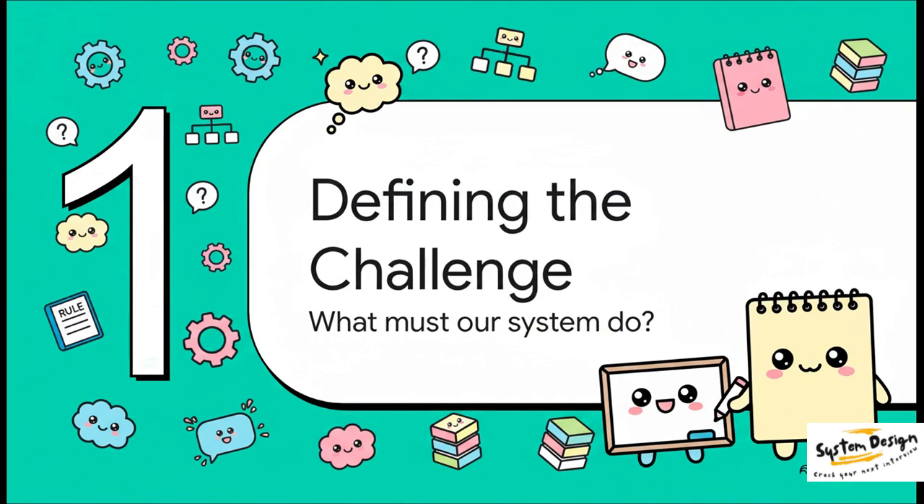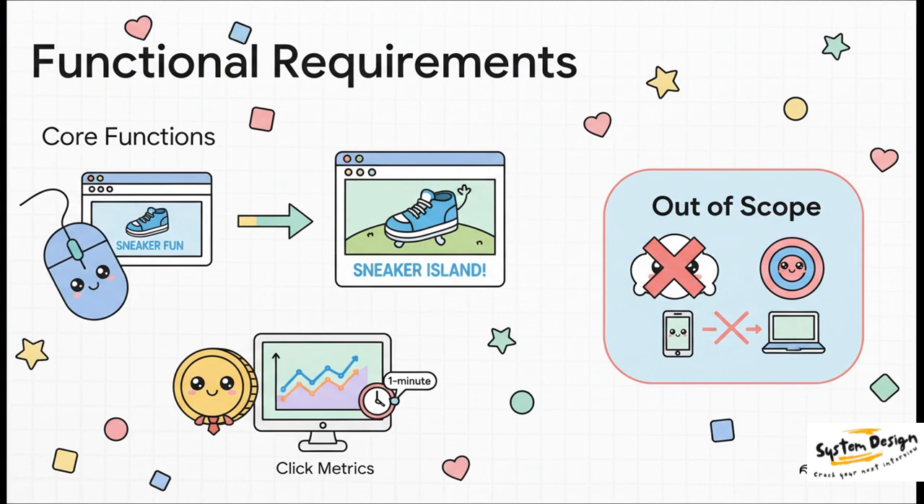Okay, first things first. Before we write a single line of code, before we draw a single box on a whiteboard, we have to understand the rules of the game. What exactly are the core requirements for our system? Functionally, our system really has two main jobs. Job number one, when you click an ad for a new pair of sneakers, you have to end up on the sneaker website. Simple enough, right?